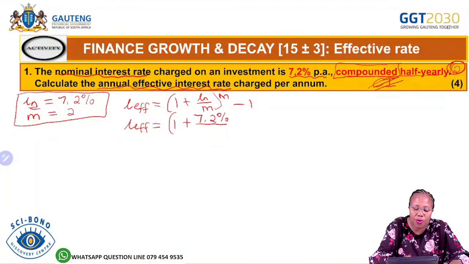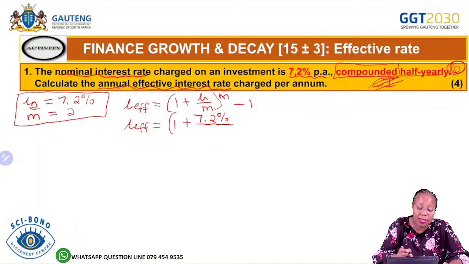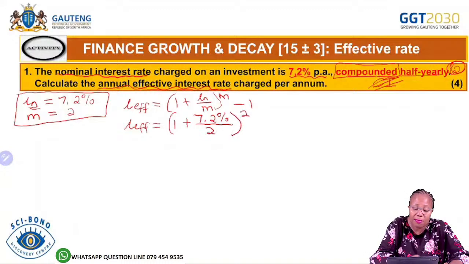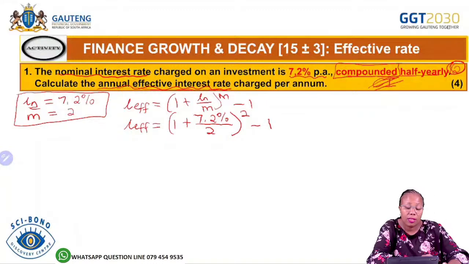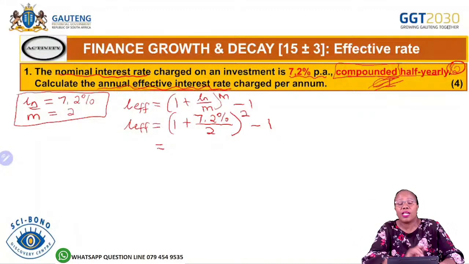Grade 12, do not bother about changing percentage to decimal. Your calculator has a percentage button. You can use that button effectively. And then the M is 2, and remember the exponent will be the same as that one. Okay, and then a minus 1. Can you see now everything is substituted on the right hand side? No need for partial simplification, grade 12. You can put the whole thing on the right hand side into your calculator straight to the answer.